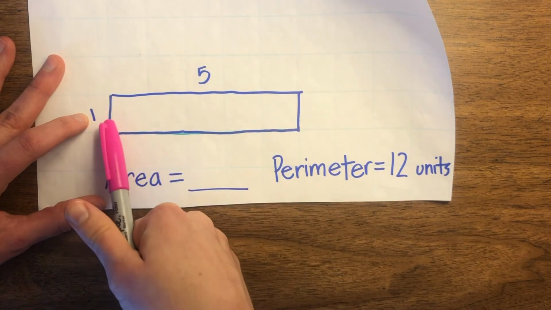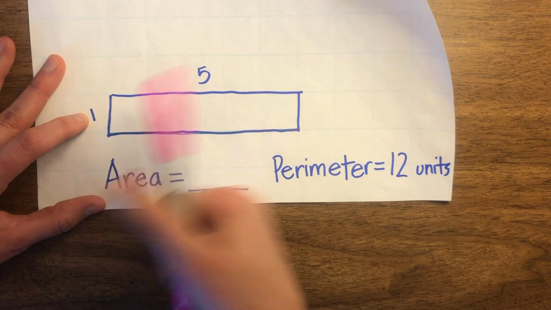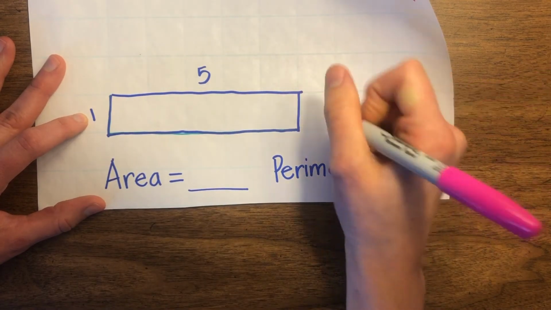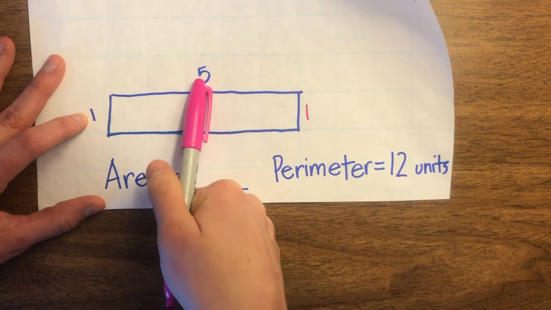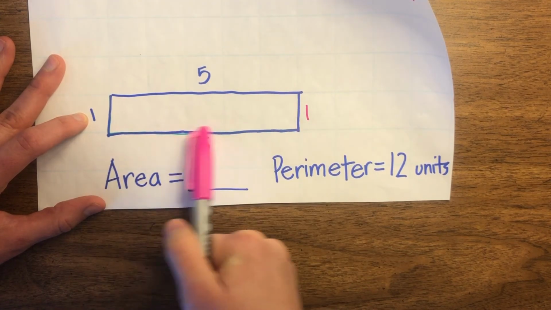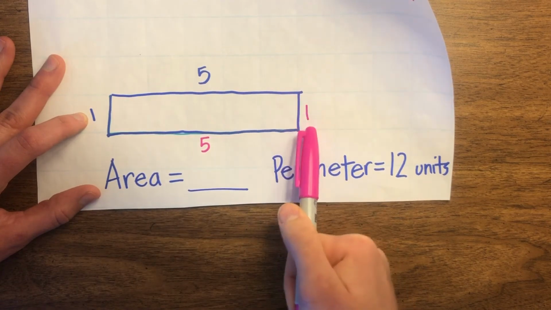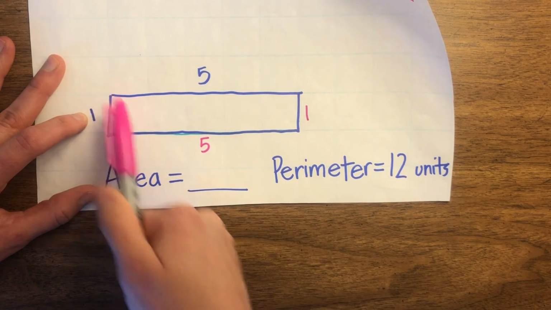I know that a rectangle always has the same length and width on both sides, but you can also see that this is just one square long. Same thing with the length. 1, 2, 3, 4, 5. Now I know that this is 5 squares, 1 square, 5 squares, and 1 square.